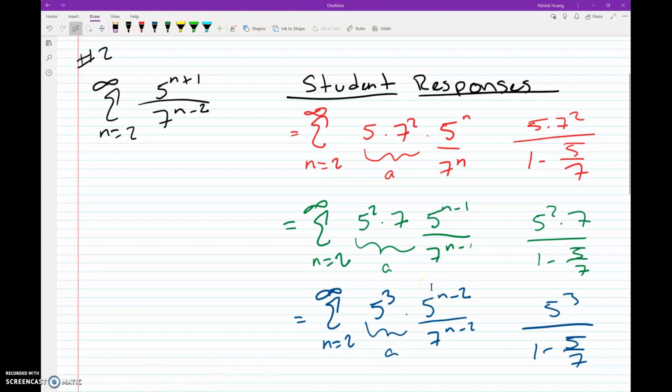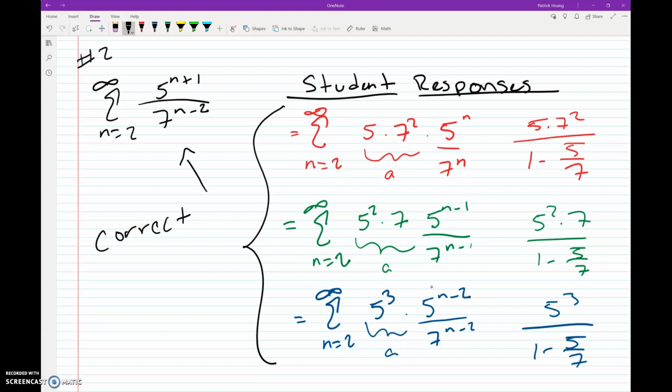I wanted to talk about number 2 in the homework because I saw something very interesting. I saw that many of you had different equivalent series to our original series. So let me bring up the pen. I'll tell you that these 3 series are equivalent. These are all equivalent to this. They're all correct. They all represent the same series as our original one.